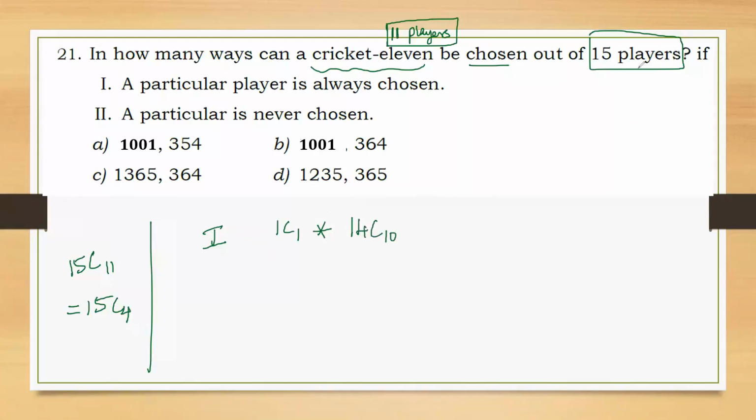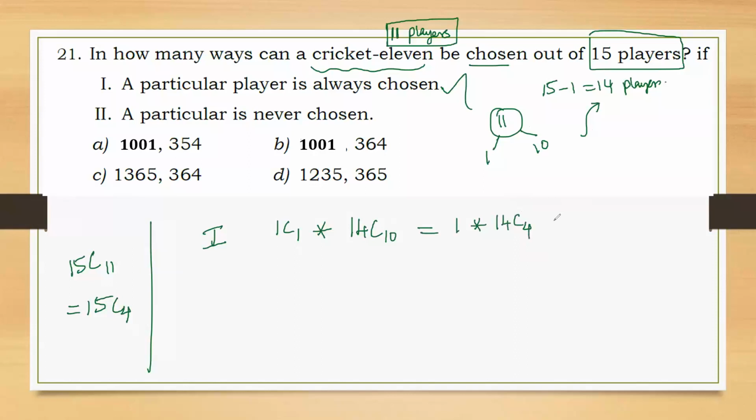Since out of 15 players, one is already selected, a particular player is chosen. So remaining we have 14 players. In that we need to select 11 players, right? Out of 11, one is already selected. The remaining 10 must be selected from the 14. So 14C10. 1C1 is equal to 1. 14C10 is equivalent to 14C4.